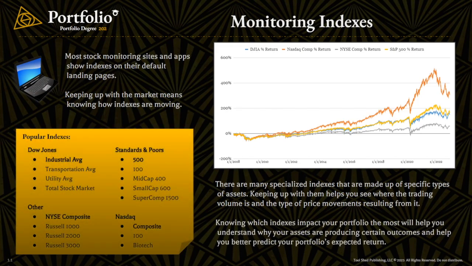Over on the side here in the gold box, you can see some other indexes that are popular and commonly used. And as you can see, Dow Jones has other indexes as well. There are indexes for transportation and utilities. As well, they have a total stock market return, which is not referenced as commonly, but you can very easily find it. In terms of S&P, they have a 500, a 100, a mid-cap 400, a small-cap 600, and a super composite that contains 1,500 stocks.